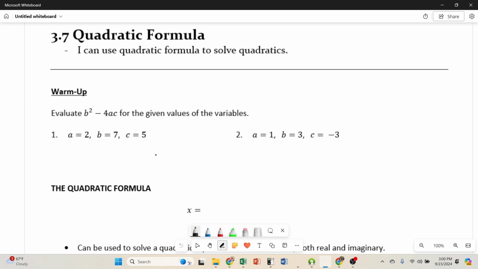So the first thing we're going to look at is this little setup here, b squared minus 4ac. For the given values of these variables, let's go ahead and evaluate that. We just plug in b is 7, so I would say 7 squared minus 4 times 2 times 5. 7 squared is 49, minus 4 times 2 is 8, times 5 is 40. So the value of this is 9.